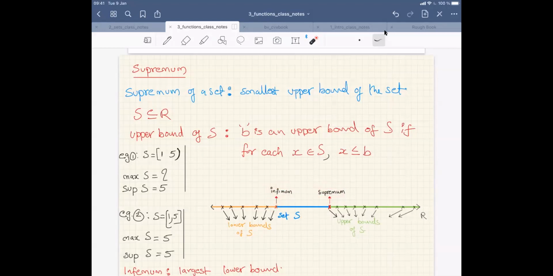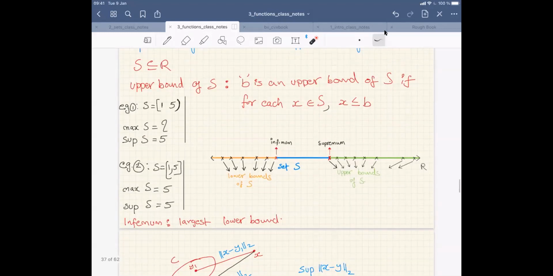Now, how is supremum different from maximum? It may look similar to maximum, right? So you have S here. This guy seems to be the maximum, but there is a slight difference in some cases. Let's first take this example. The set is real numbers from 1 to 5, including, so this bracket means including 1 and 5. So what is the maximum of this set? It is 5, right? What is the supremum? That is also 5.